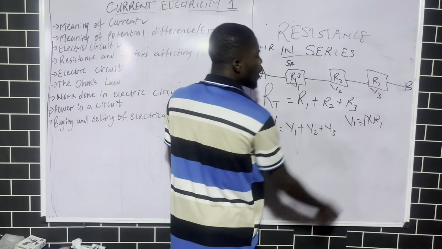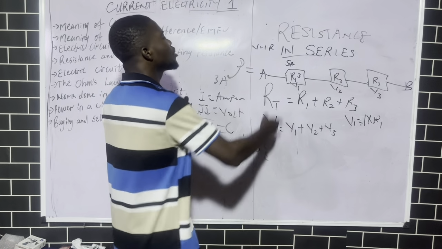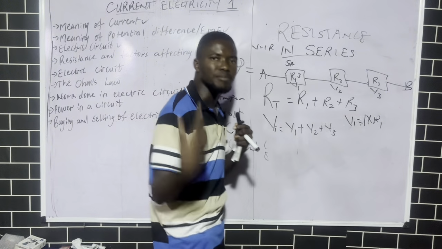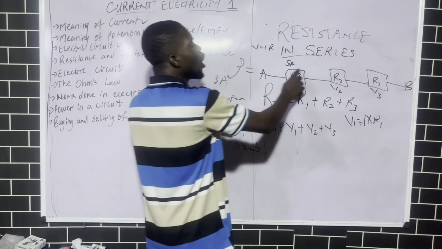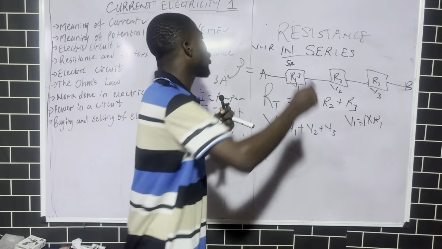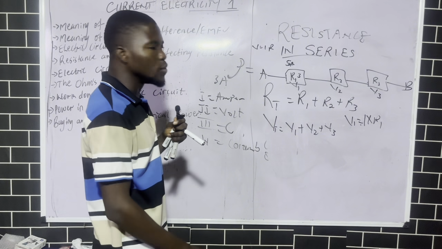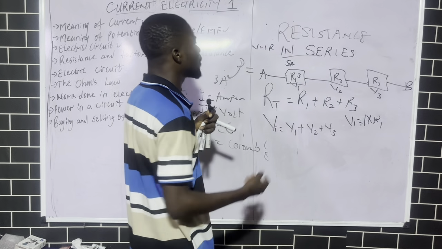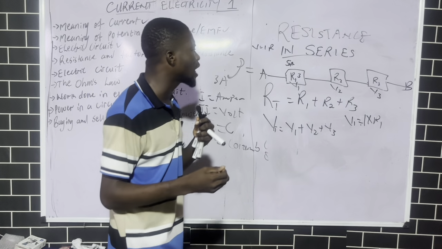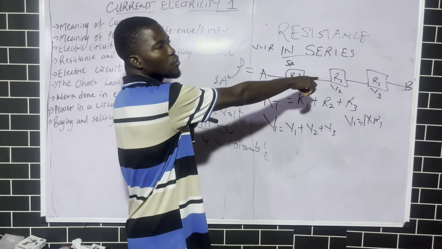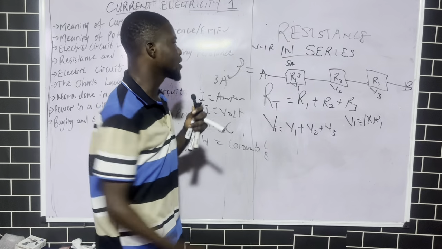Why did I not put I1? The reason I don't put I1 is because the current flowing through all of them is the same. So I just use I. The current flowing through all of them is the same, and it's also the current flowing through the circuit. Are you with me? So the current flowing through the circuit is the same as the current flowing through this, and this. Because sometimes the question can just tell you that the current flowing through R2 is 5 ampere. What is the current in the circuit?